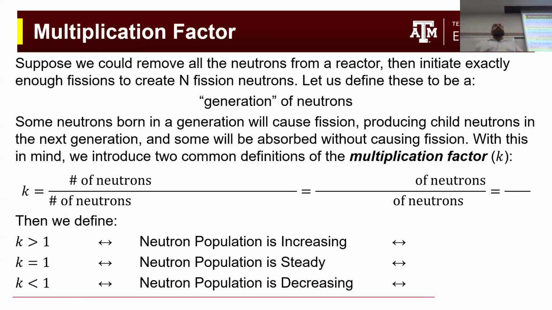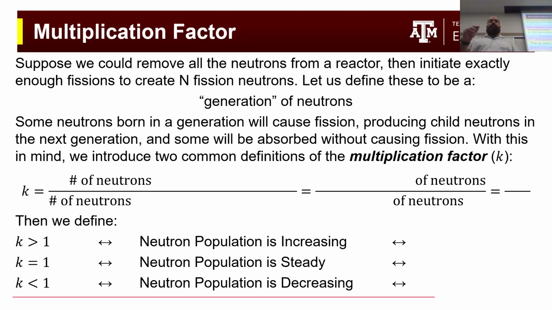So if we could remove all of the neutrons from a reactor and then make some nuclei fission so that we produced exactly n neutrons, we could talk about that first generation of neutrons coming out as a generation. Those neutrons that come out of that fission could then interact with things, make more fissions, and produce more neutrons. We call the next generation the child neutrons from the parent generation. Some of those child neutrons can get absorbed by things and cause fission, some could get absorbed and just increase the atomic number in a radiative capture event, and some might leak.